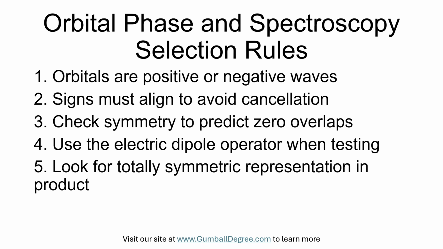is allowed. Spectroscopy selection rules come from symmetry and conservation laws that tell you which overlaps are zero by symmetry. For example, if an orbital changes sign under a symmetry operation while the other does not, their product is antisymmetric and integrates to zero. Light interacts through an operator, usually the electric dipole operator, and you check whether the product of the initial orbital, the operator, and the final orbital contains the totally symmetric representation. If it does, the transition can be observed.